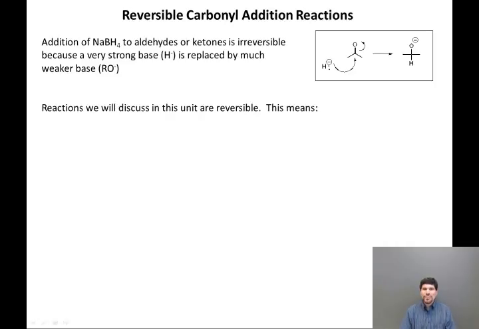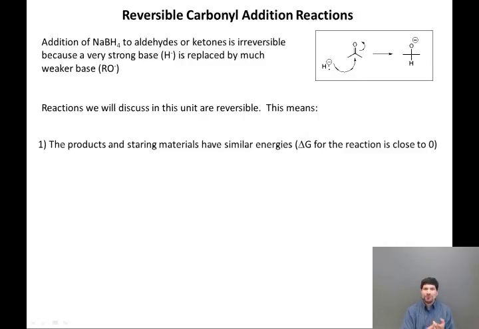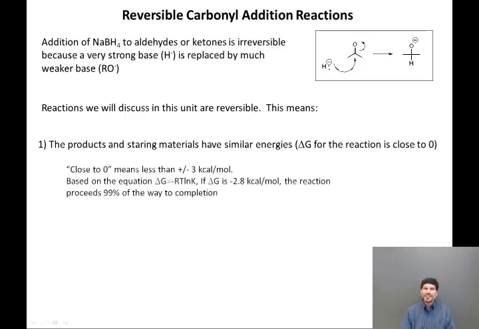The reactions that we will discuss in this unit, however, are reversible. This means that the products and starting materials, first of all, have similar energies, which in chemistry speak, we say that delta G for the reaction is close to zero. What do I mean by close to? Close to zero in my book means less than plus or minus 3 kilocalories per mole, or 12 kilojoules per mole if you prefer.